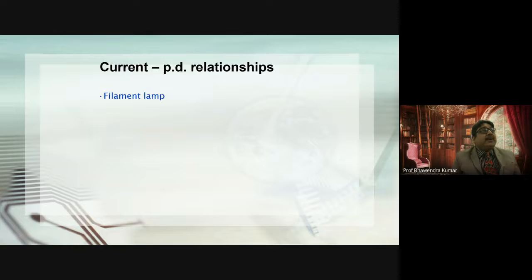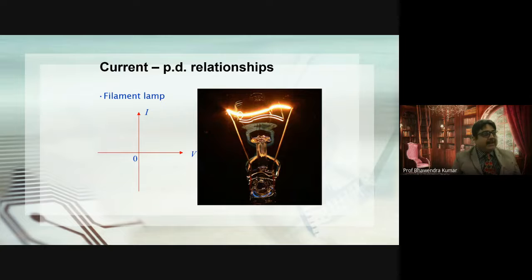Now, this is a filament lamp. What is a filament lamp? You must have seen something like this, the bulb. In this case, what do we notice? This dotted line represents the ohmic conductor. But it is not an ohmic conductor. It is behaving like an ohmic conductor only for a small value of current in the two directions. Do you see it? As the value of current increases, deviation is observed from Ohm's law.